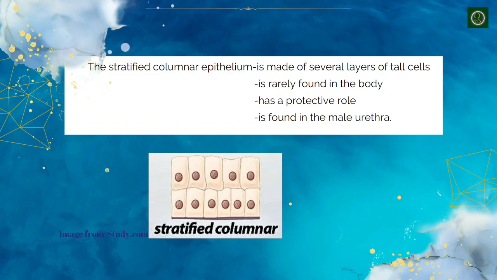The stratified columnar epithelium is made of several layers of tall cells and is rarely found in the body. It has a protective role and is found in the male urethra. This epithelium has microvilli in most cases.